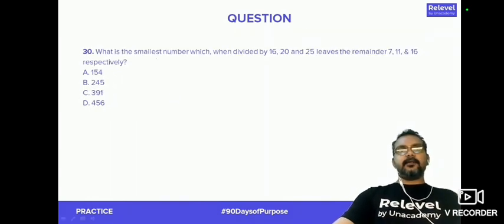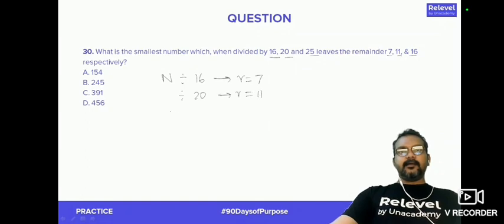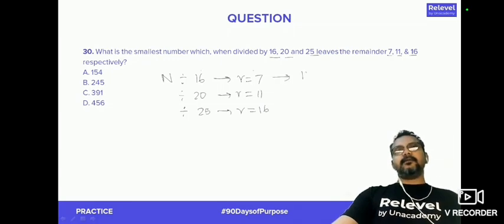Number 30. What is the smallest number which when divided by 16, 20 and 25 will leave the remainder 7, 11 and 16? When divided by 16, you get a remainder 7. When divided by 20, a remainder 11. And when you divide it by 25, the remainder is 16. Here, 16 minus 7 is 9. 20 minus 11 is 9. 25 minus 16 is 9.